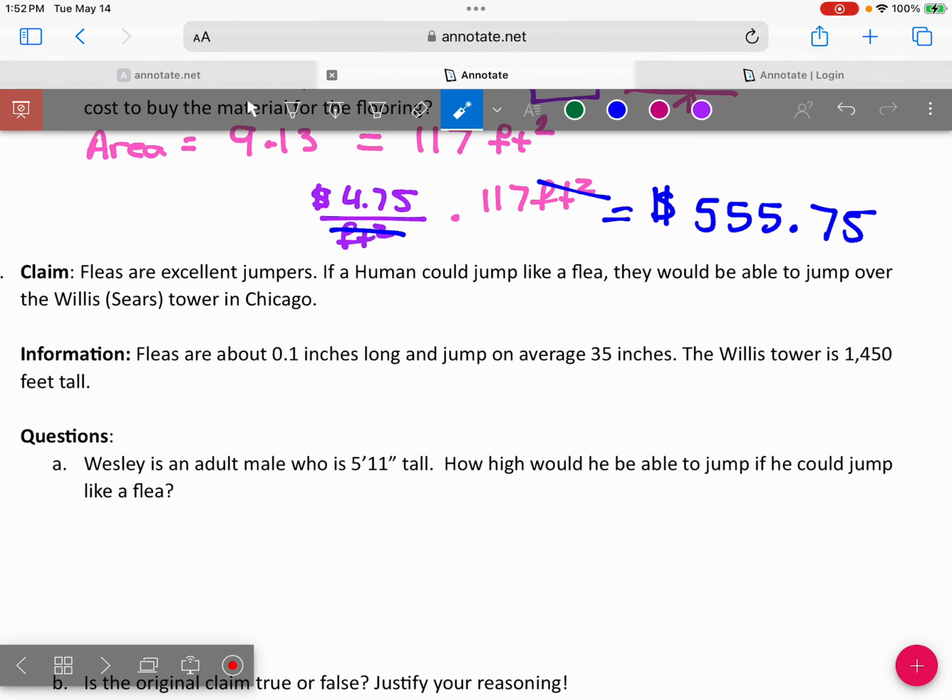So if a human could hop like a flea is what we're looking at here. Fleas are about 0.1 inches and they jump 35 inches. We want to know if a human could hop like a flea, if they would be able to get over the Willis Tower in Chicago. So we're looking at comparing some ratios here.